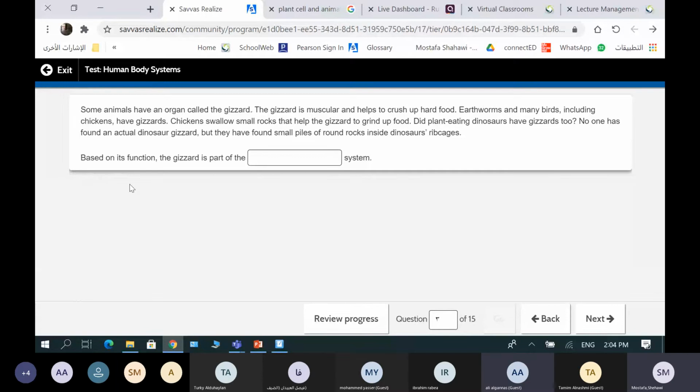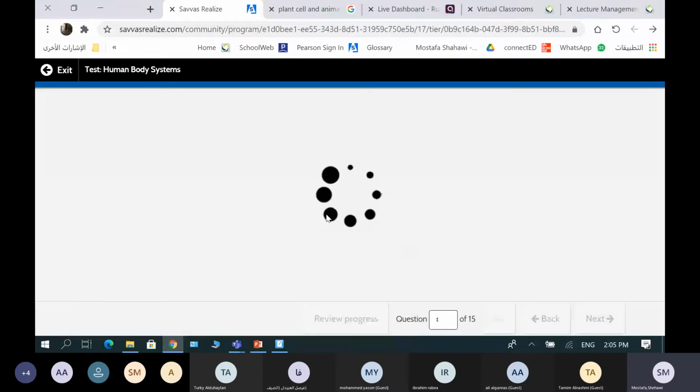Read this question based on its function: the gizzard is part of which system? What system do you think? Muscular. Are you sure? Did you read the scenario? No, just wait. I read it, but I'm thinking I'll read it again. It's digestive. Digestive system. Bravo. Last question, then we'll take a quiz. So all of you will participate in the quiz.